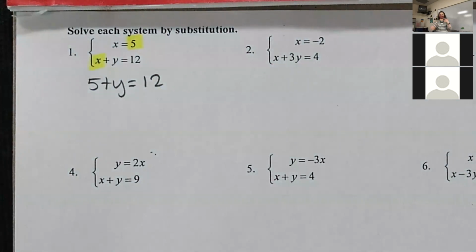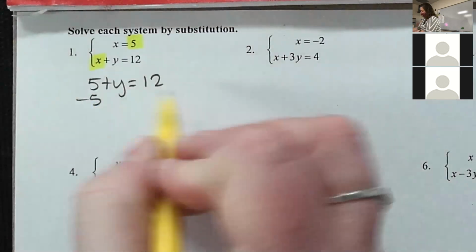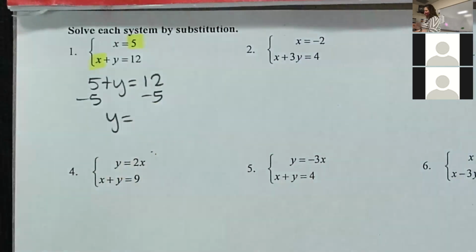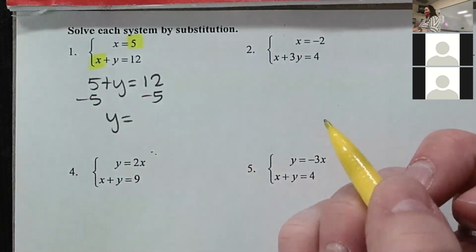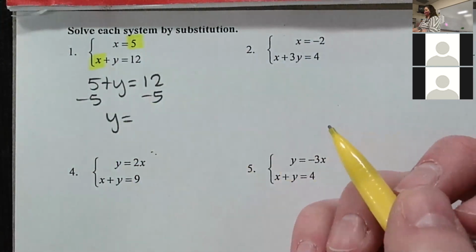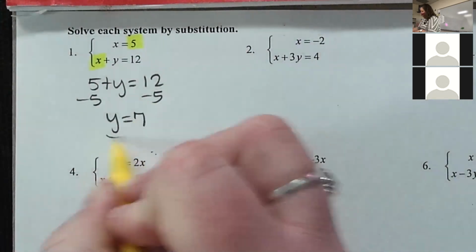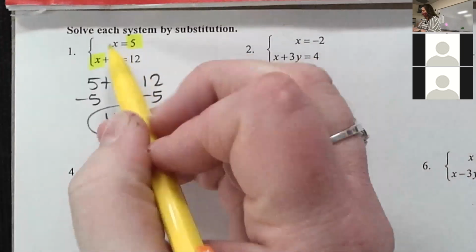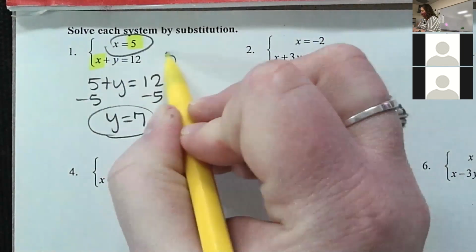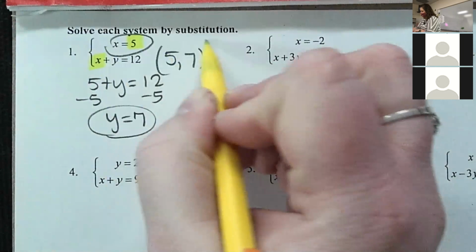Okay, how do I keep getting y by itself? Minus that 5, good. What's y? What's 12 minus 5? 7. Okay, do I have x already a number? Yes, already right here. So remember x comma y, 5 comma 7.